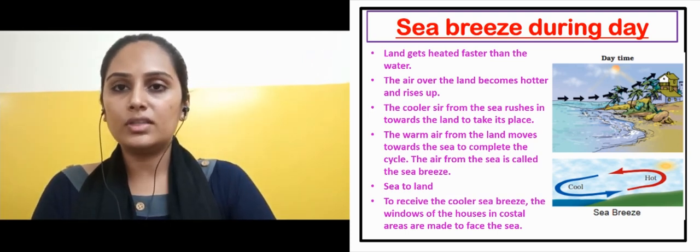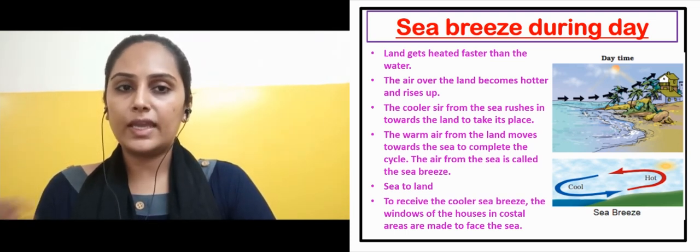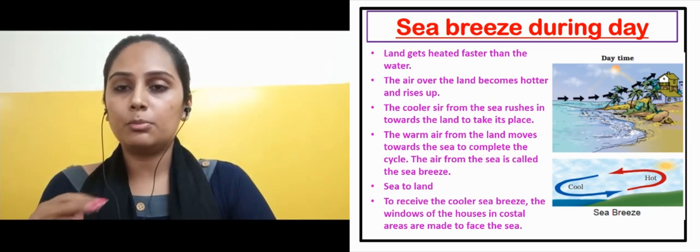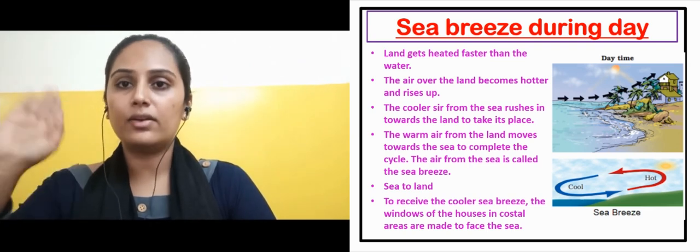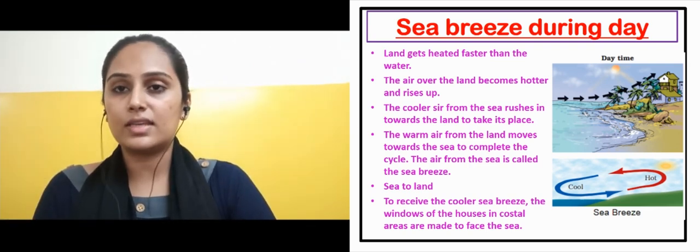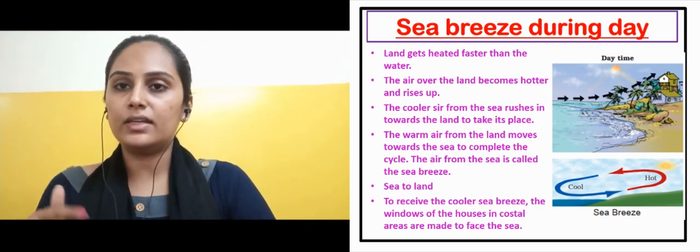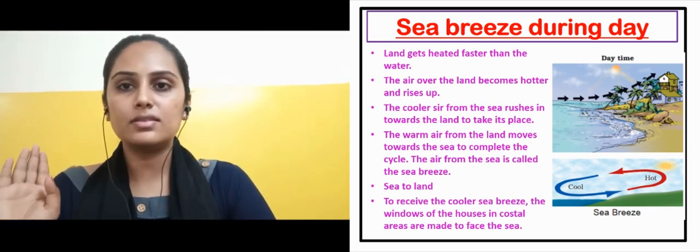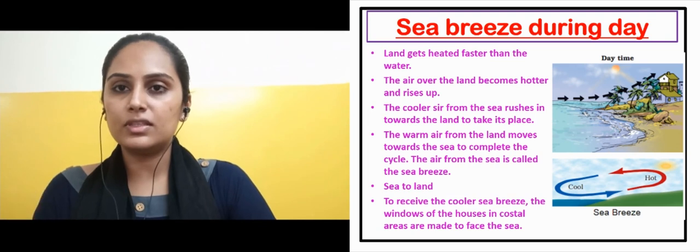The air over the land becomes hotter and rises up. What happens to the air over the land? It becomes very hot and it rises up. Because it is heated, as I said, as soon as it is heated, it expands, it gets lighter, and as it gets lighter, it rises up. So the same thing happens here.